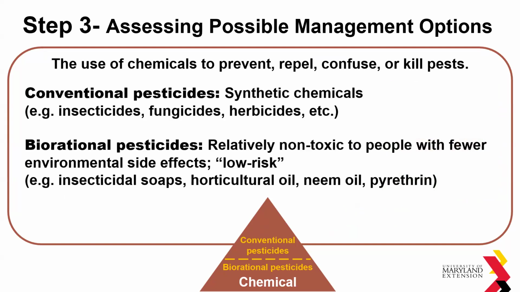And when we have this tiered system, we have this differentiation between our biorational pesticides and our conventional pesticides, with the highest risk at the top. Broadly, we can define our conventional pesticides as synthetic chemicals, things like insecticides, fungicides, and herbicides, versus our biorational pesticides, which are relatively non-toxic to people with fewer environmental side effects. Of course, this depends on the product itself, but this is just a general definition of what we consider a biorational pesticide. So lower risk, things like our insecticidal soaps, horticultural oils, neem oils, and pyrethrin. Just some examples.